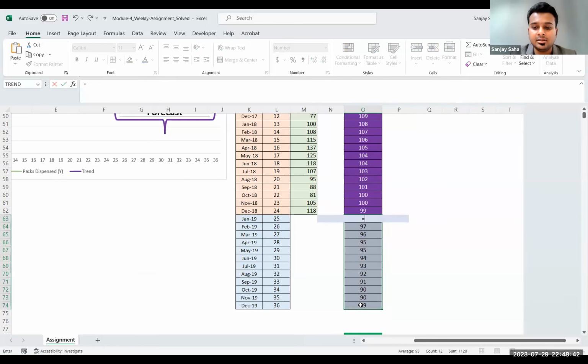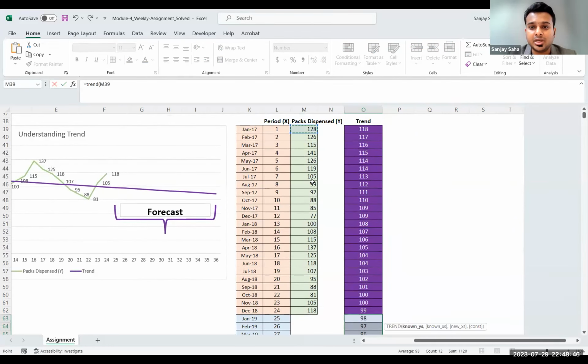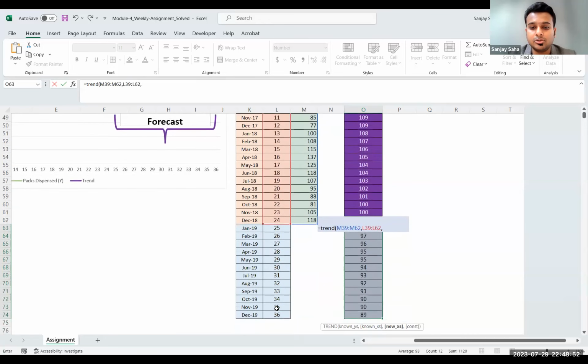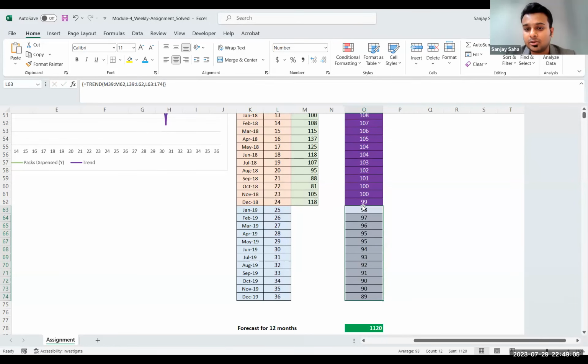So it is equal to TREND, known y's, which is the number of packs dispensed for each month, known x's 1 to 24, and now we need to select new x's, which is the new period, month 25th to 36th. Then again Control, Shift, Enter. So now this data gets plotted automatically.